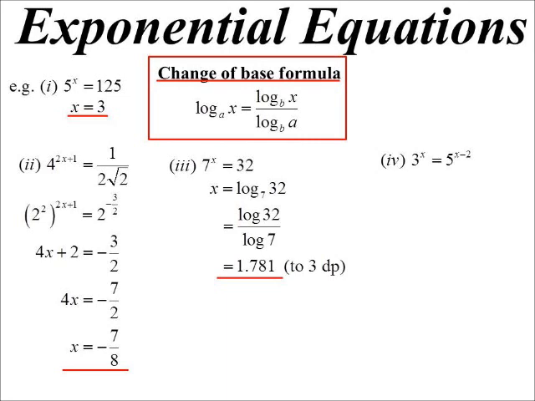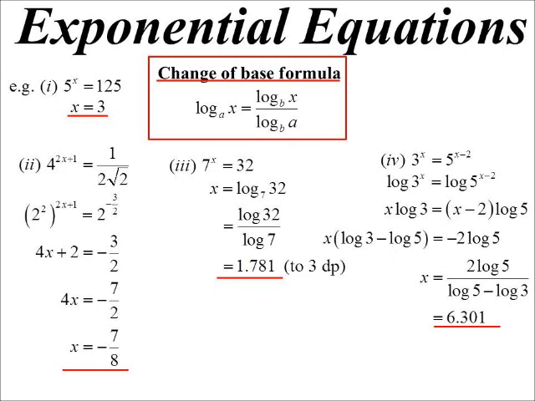Okay, I'll log both sides. Again, I haven't bothered with a base here. It could be base 10, it could be base E. I mean, they're the two buttons I've got on the calculator to use. Again, as long as I use the same one. We had a log law that said we can bring those powers to the front of the logs. So x log 3 would be x minus 2 log 5. Now I can rearrange all that and make x the subject. So this time I get 2 log 5 over log 5 minus log 3.